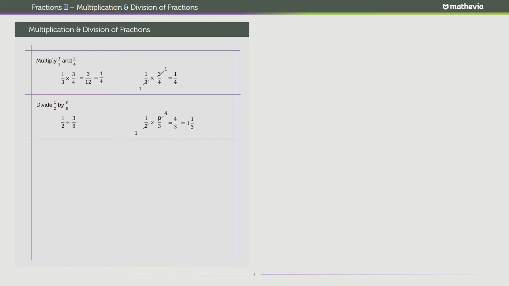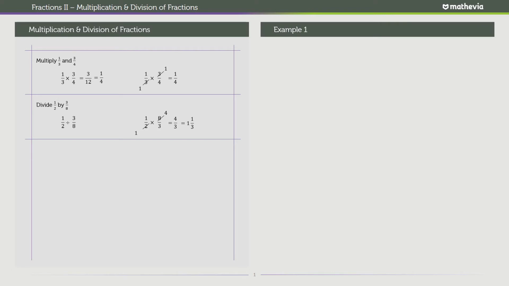And then for division, all you have to do is convert the division sign to multiplication, and then flip the fraction on the right. So if you have 2 over 5 on the right, it becomes 5 over 2. If you have 1 over 3 on the right, it becomes 3 over 1. Anything you have on the right, you flip it, and the division sign becomes multiplication. And yeah, let's go ahead now and solve some examples.